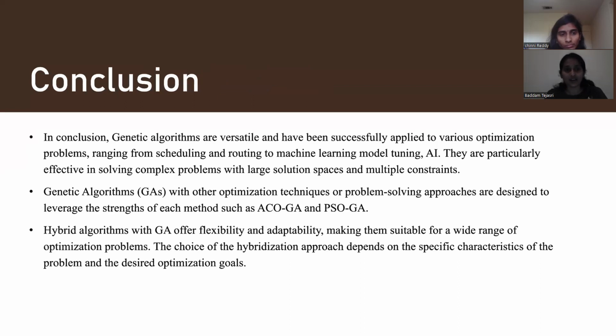In conclusion, we can conclude that genetic algorithms have a wide range of applications in various fields. They are particularly used to solve complex problems, where normal algorithms cannot solve them, like NP-hard problems. The optimization algorithm, when combined with genetic algorithms, gives a more efficient algorithm which can have a wide range of applications. Hybrid algorithms with GA offer more flexibility and adaptability, and provide more characteristics to solve desired optimization goals.